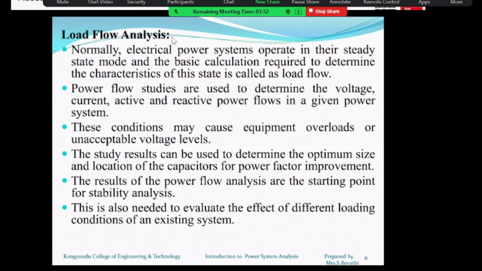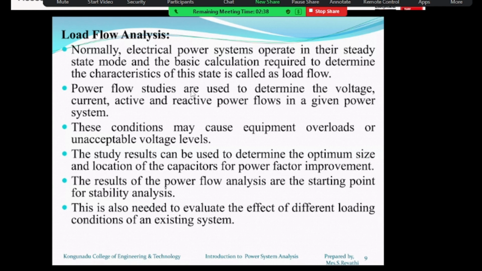Coming to load flow analysis in power system analysis: what is load flow analysis and how do we do it? Normally, an electrical power system operates in steady state mode, and the basic calculations required to determine the characteristics of this state are called load flow. So load flow means the power system works in steady state, in a stable mode. The basic calculations that we do to determine this characteristic, like current, power and angle, are called load flow analysis.